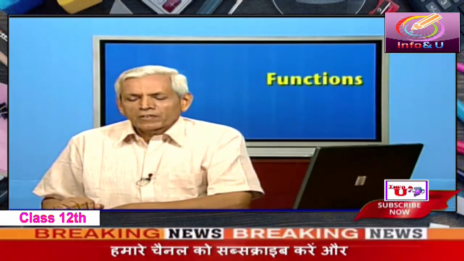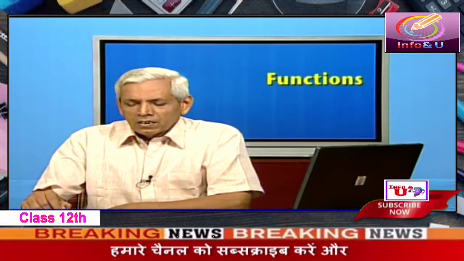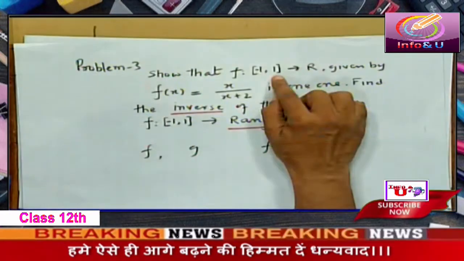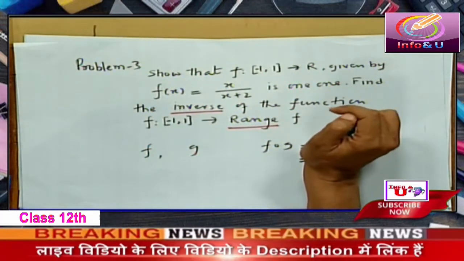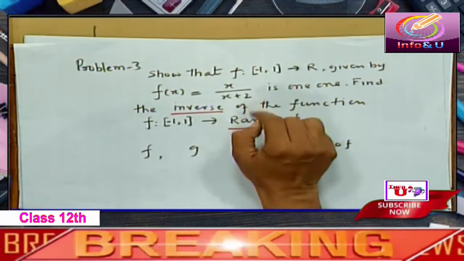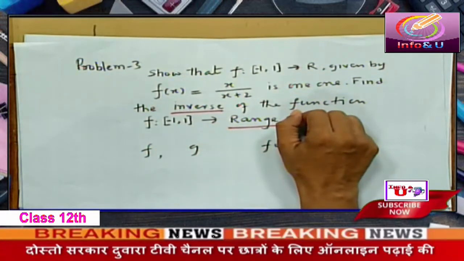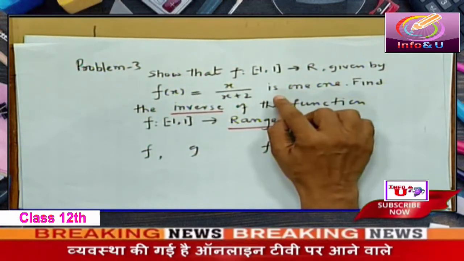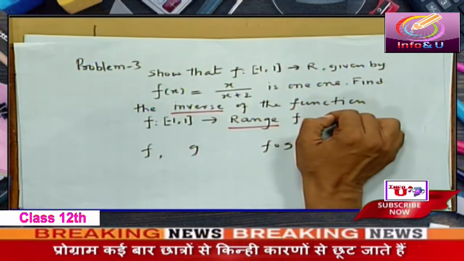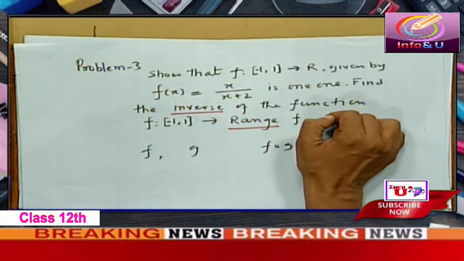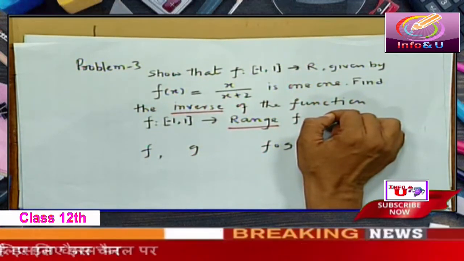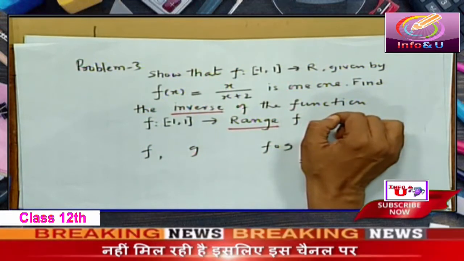Let us take one more problem. We are given a function from minus 1, 1 to R given by f of x is x upon x plus 2. First of all, we will show that this function is 1-1, and then we have to find the inverse of the function f from minus 1, 1 to the range of f.